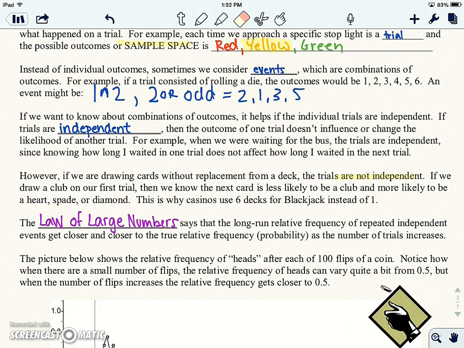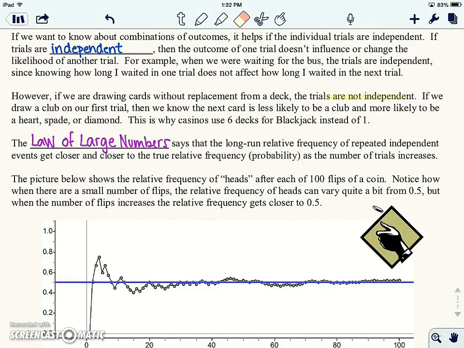The law of large numbers says that the long-run relative frequency of repeated independent events gets closer and closer to the true relative frequency as the number of trials increases. The picture below shows the relative frequency of heads after each of 100 flips of a coin. Notice how when there are a small number of flips, the relative frequency of heads can vary quite a bit from 0.5. But when the number of flips increases, the relative frequency gets closer to 0.5, or a half.